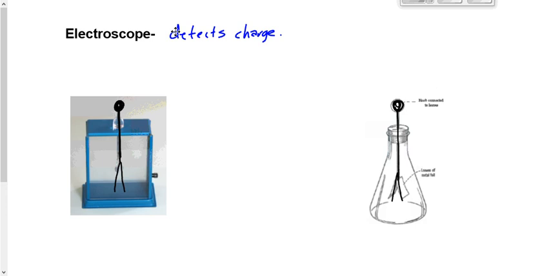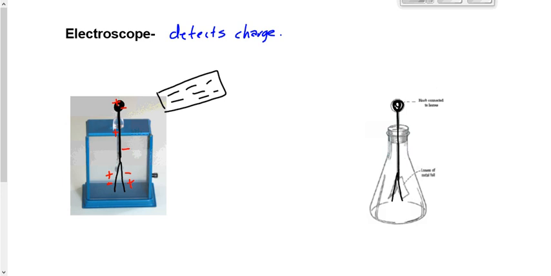Let's bring a negatively charged object nearby. And let's assume that before we do that, there was an equal number of protons and electrons in this electroscope. Got it? And they're evenly distributed, pretty much. What's going to happen when I bring this negatively charged object nearby?